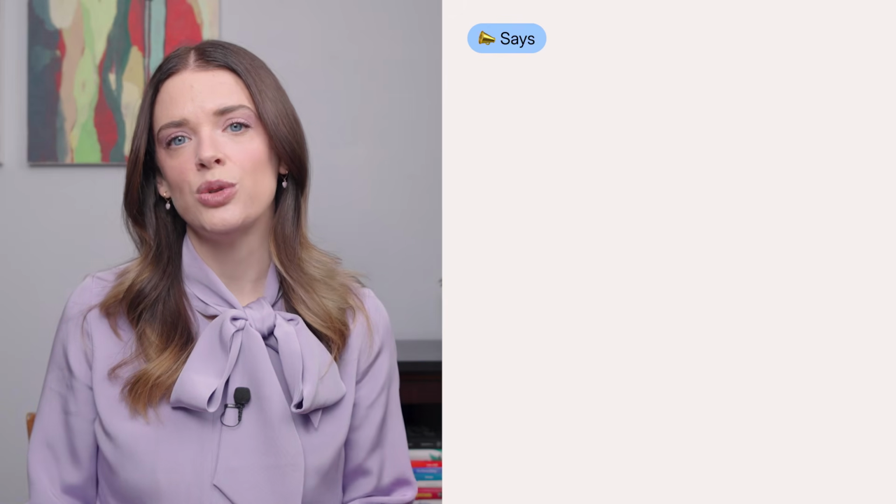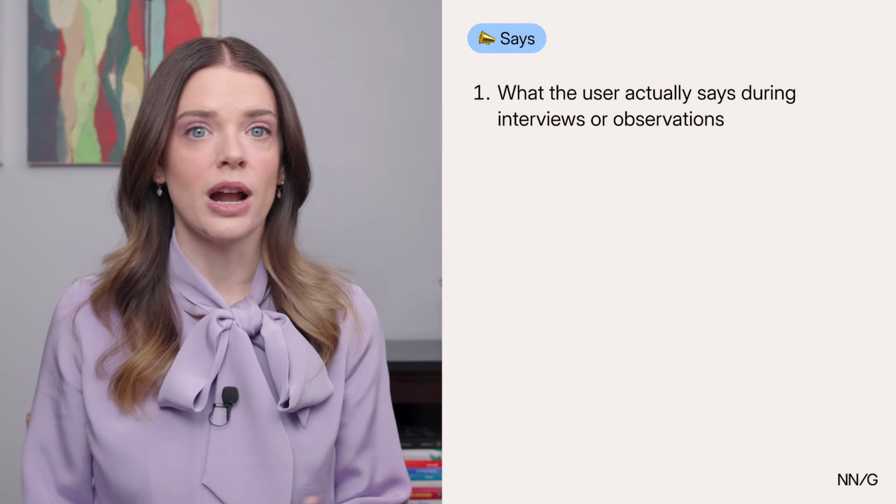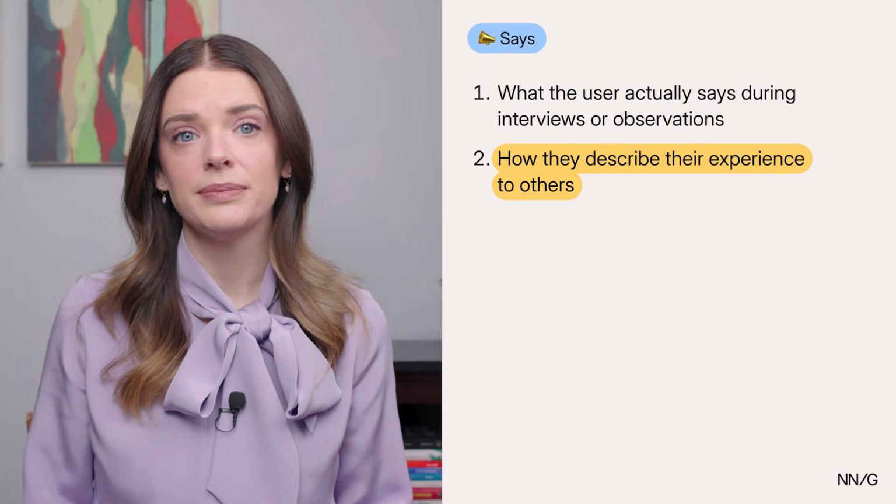Says includes the actual words that users speak. That can be quotes from interviews, things they tell others, or any way they describe their experience out loud or in writing. When adding sticky notes to this quadrant, look at what the user actually says during interviews or observations and how they describe their experience to others. Let's say you're mapping someone booking a medical appointment online.